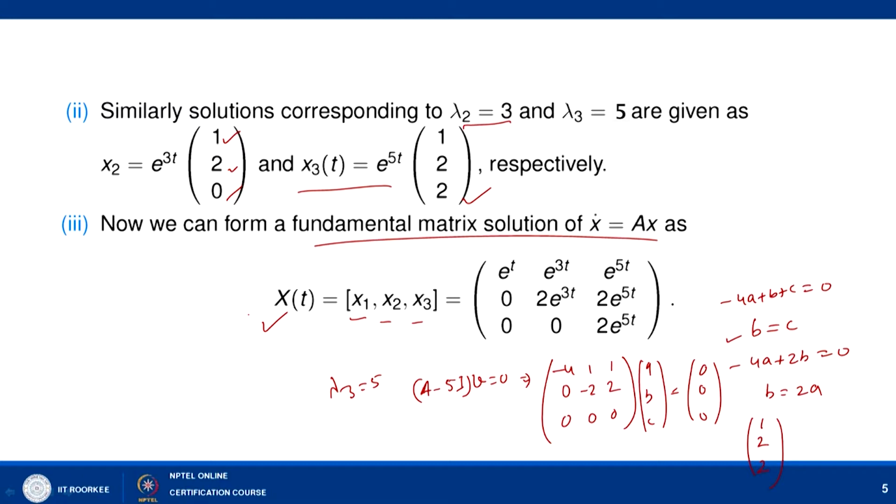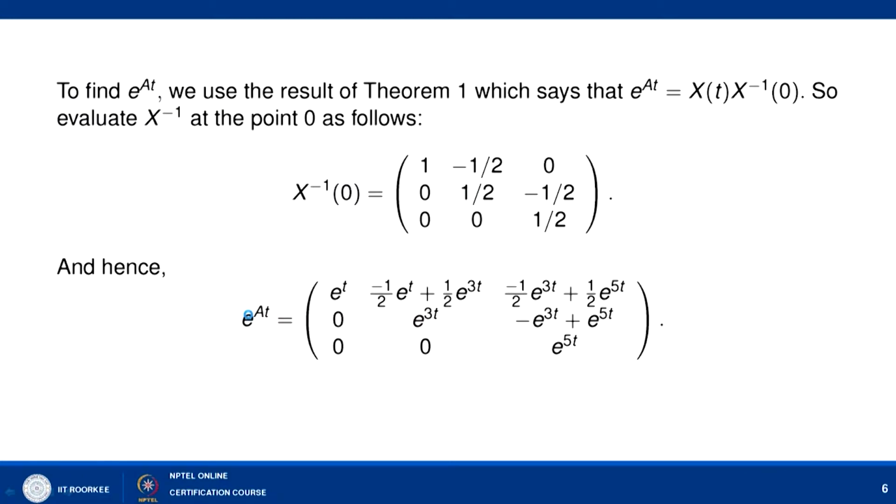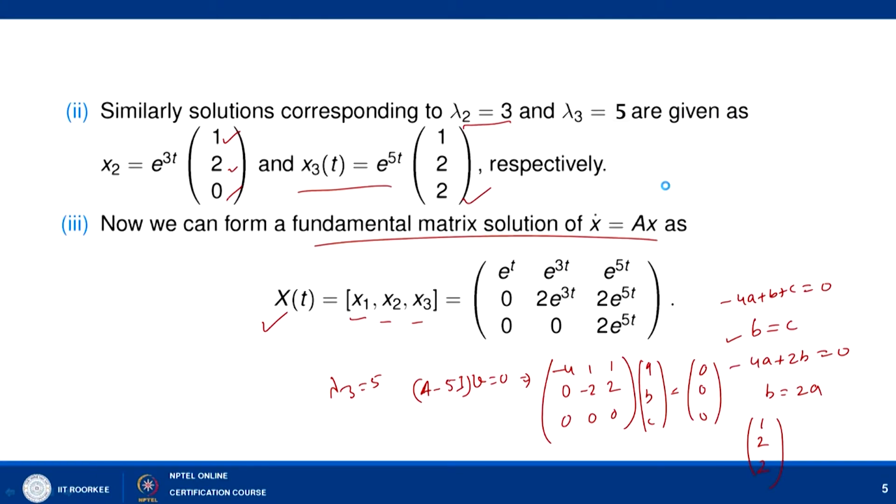Now, to find out e to power a t, we need to use the formula e to power a t equals X t into X inverse 0. So, we need to calculate X inverse 0. So, let us find out what is X of 0.